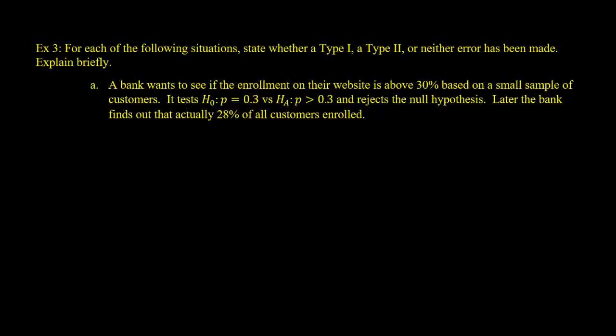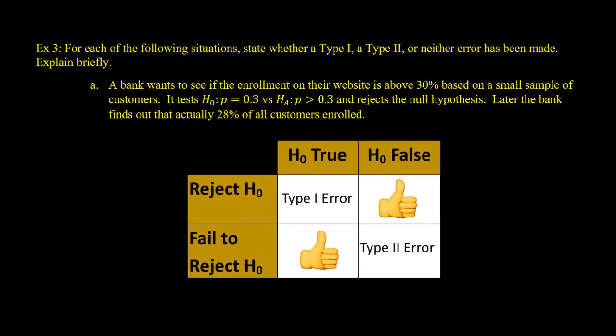So let's look at our table here. The first row is rejecting, the second is failing to reject, and we're rejecting here. So we can either have a type 1 error or no error. Since 28% enrolled, which is below the 0.3, our alternative, it's close to the 0.3, our null, we would have a type 1 error. Because the null hypothesis would be true, for our purposes, 0.3, because it's clearly not greater than.